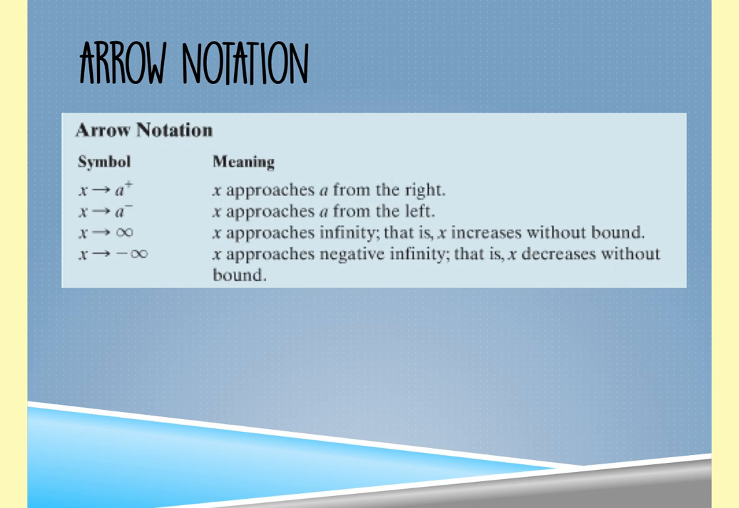That little notation, x arrow a plus, means as x approaches a from the right. And then the one under it, x arrow a minus, is x approaches a from the left. And then under that, x arrow infinity is x approaches infinity, and x arrow negative infinity is x approaches negative infinity. So a lot of times they will use these when describing vertical or horizontal asymptotes or the behaviors around them, like this guy.